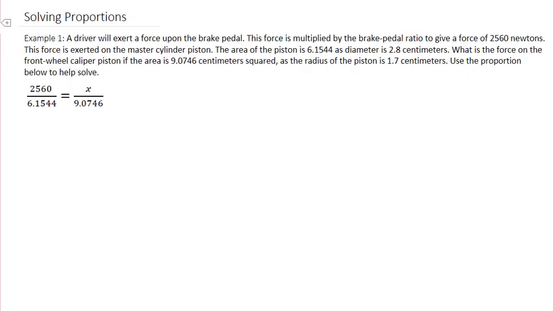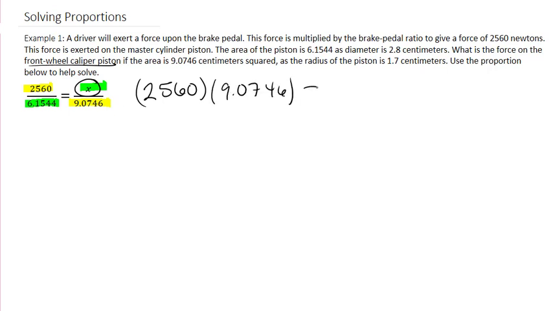So we need to find the force of the front wheel caliper piston, which is X in our example. So how we do this, we will cross multiply these two numbers, and then we'll cross multiply these two numbers. So we get 2,560 times 9.0746, which is equal to 6.1544x.